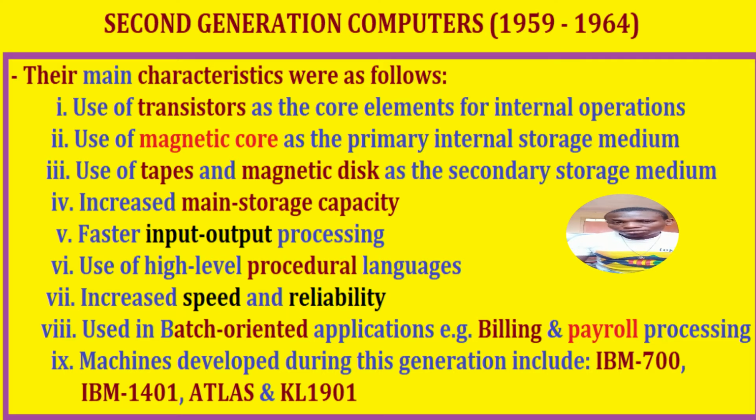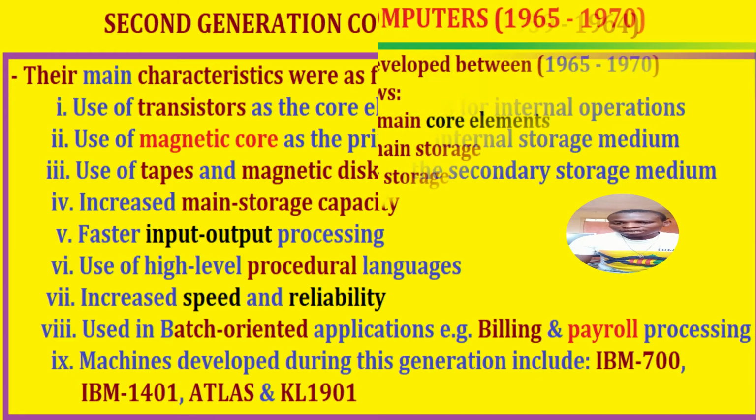Let's move to the second generation computers. Second generation computers had the following characteristics: use of transistors as the core elements for internal operations, use of magnetic core as the primary internal storage medium, use of tapes and magnetic disk as the secondary storage medium, increased main storage capacity, faster input-output processing, use of high-level procedural languages, used in batch-oriented applications such as billing and payroll processing, and the machines developed during that generation include IBM 700, IBM 1401, Atlas, and KL 1901.